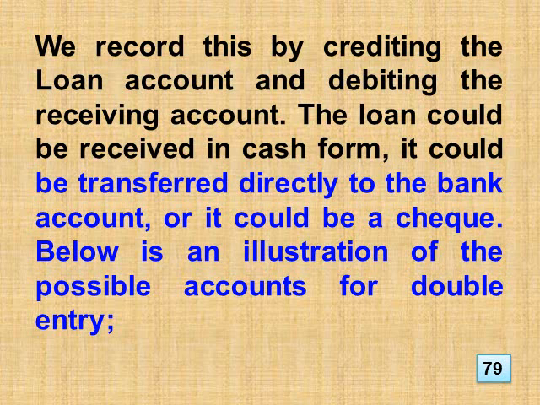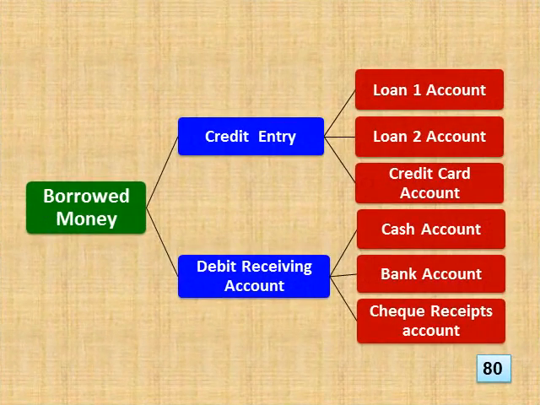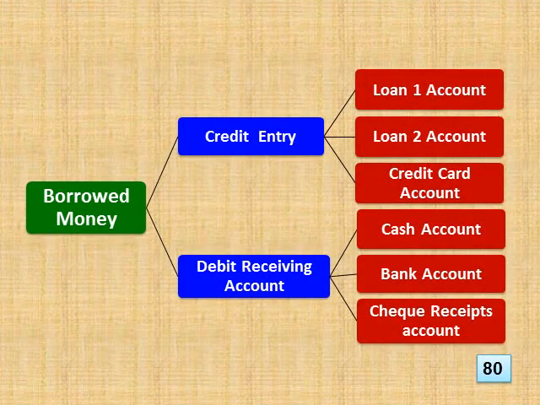The loan could be received in cash form, it could be transferred directly to the bank account, or it could be a check. Below is an illustration of the possible accounts for double entry. Recording borrowed money. The credit entry is made on the account reserved for it, either Loan 1 account or Loan 2 account. If it was borrowed via the credit card, then we credit the credit card account. The debit entry is made on the account which received the money. This could be the cash account, bank account, or check receipts account.